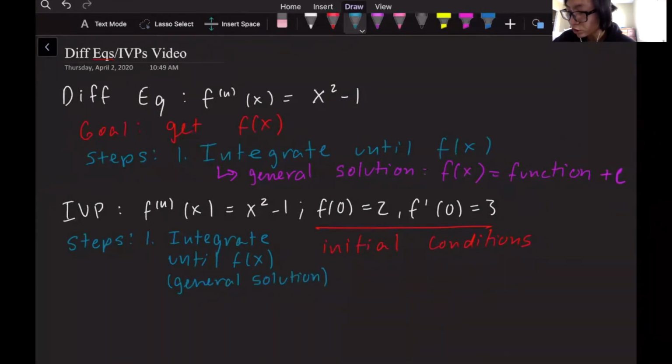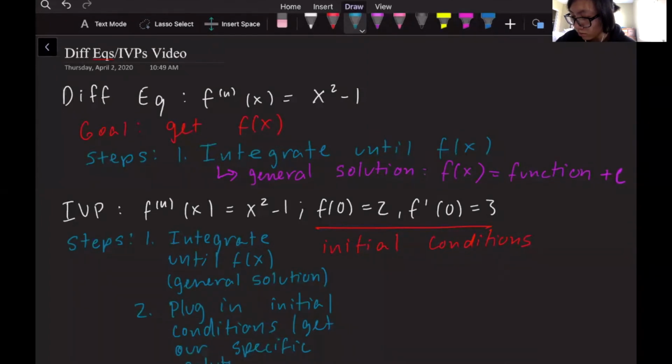And so once we have our general solution, what we can do is we can use these initial conditions to plug in to our general solution so that we can find our values for C, right? So our second step will be to plug in initial conditions, right? So after we plug in these initial conditions, we're going to get our specific solution, right?